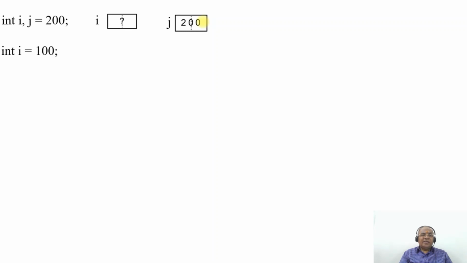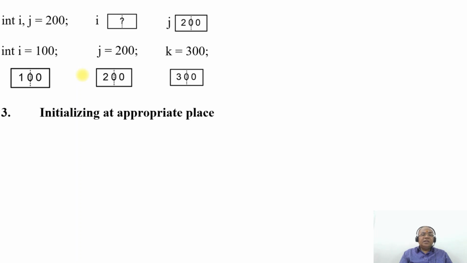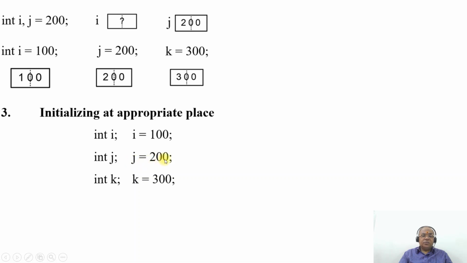Then int i is equal to 100, so i holds 100. Then j is equal to 200, and k is equal to 300 semicolon. Again, k will be equal to 300. The third way is initializing at an appropriate place. What does it mean? Int i semicolon, then i is equal to 100 semicolon, int j, then j is equal to 200 semicolon, int k semicolon, then k is equal to 300 semicolon.